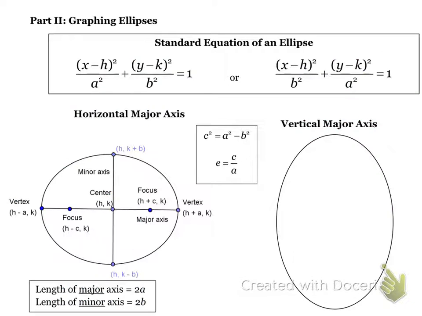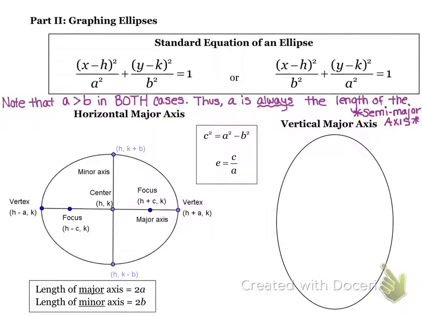Okay, so now we're going to talk about graphing an ellipse. And an ellipse is like your oval shape. So we have 2 equations up at the top. The numerators are both the same. They're both set equal to 1, but we have a difference in where a or b squared will be.